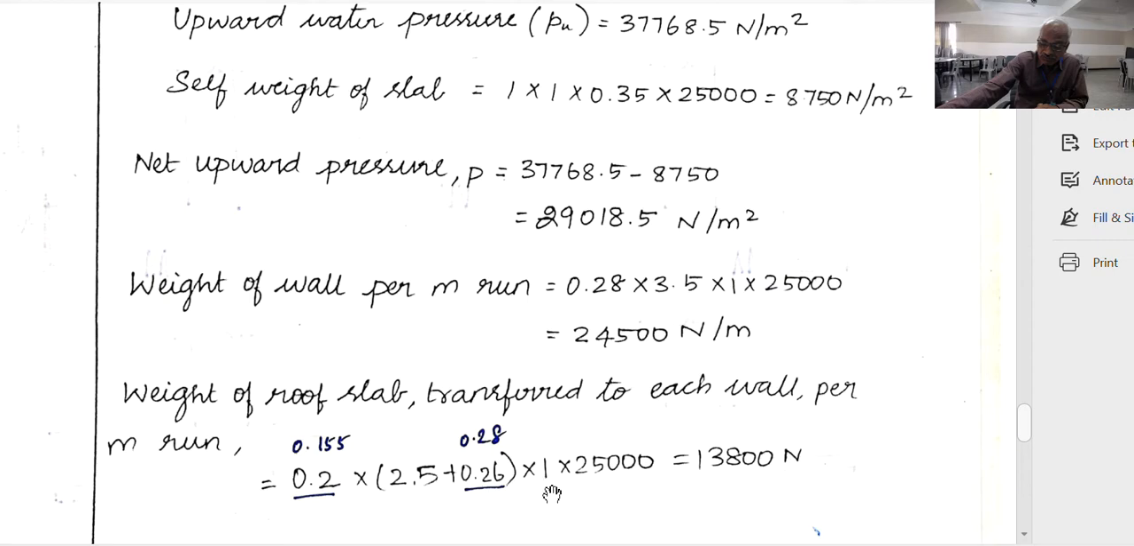Into 1, that is in the breadth direction. 5 meters is the width of the slab, so for half the roof slab, considering one side, it is 5 by 2, 2.5 plus wall thickness, into thickness of the roof slab, into 1 meter length, into 25,000. So this is the weight of the roof slab transferred to each wall. In 5 meters, 2.5 meters goes to the left side wall and 2.5 meters to the right side wall. That is the concept involved here. So 13,800. Now you know the meaning of 24,500, 13,800, 29,018.